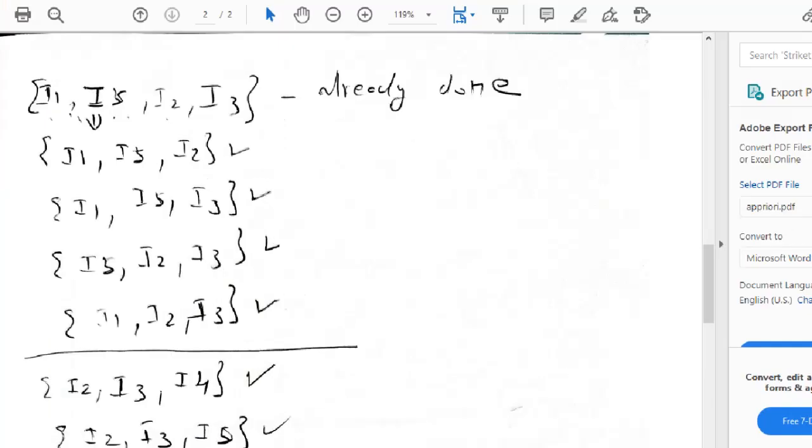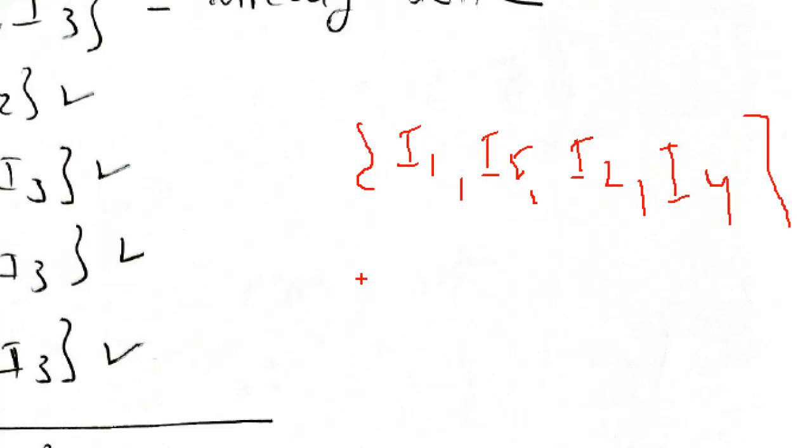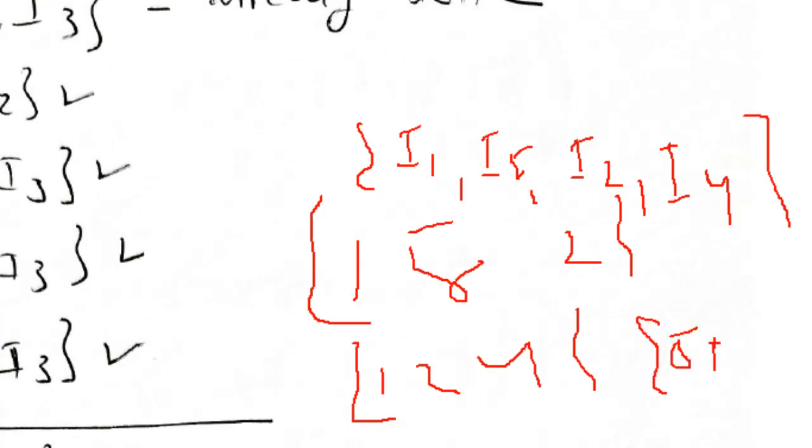We'll write it here. I'm taking I1, I5, I2, I4. Here, items 1 to 5 are already in the database. Then 1, 2, 4, and also 2, 4, 5. So these are all the items. 1 to 5 is in the database, 1 to 4 is added, and 2, 4, 5.